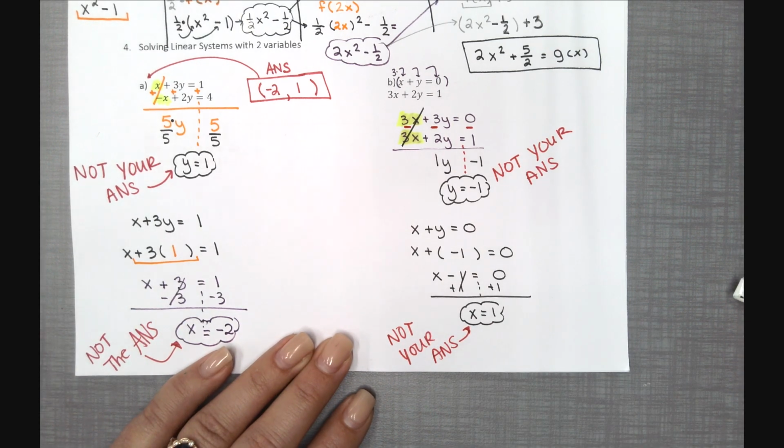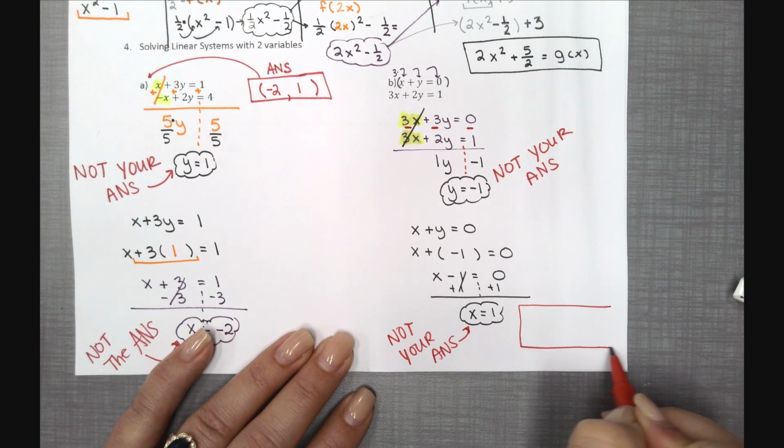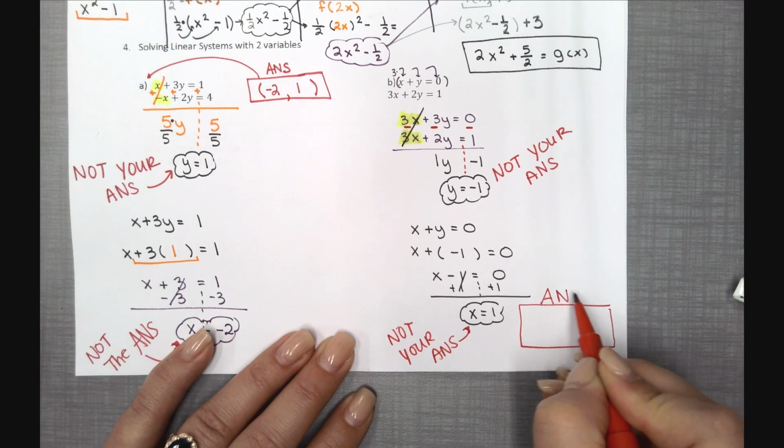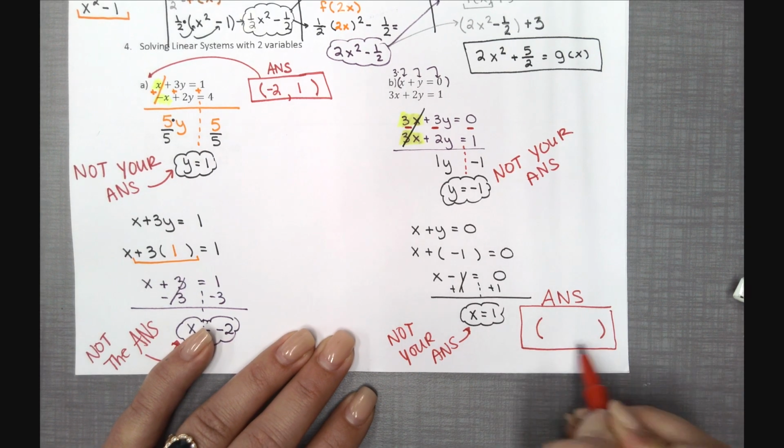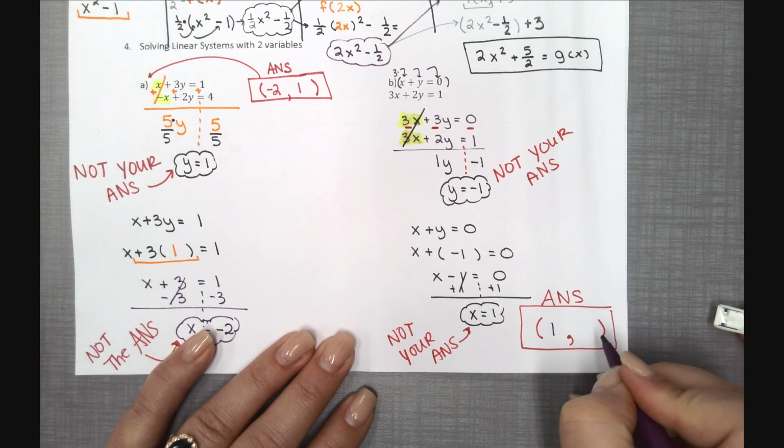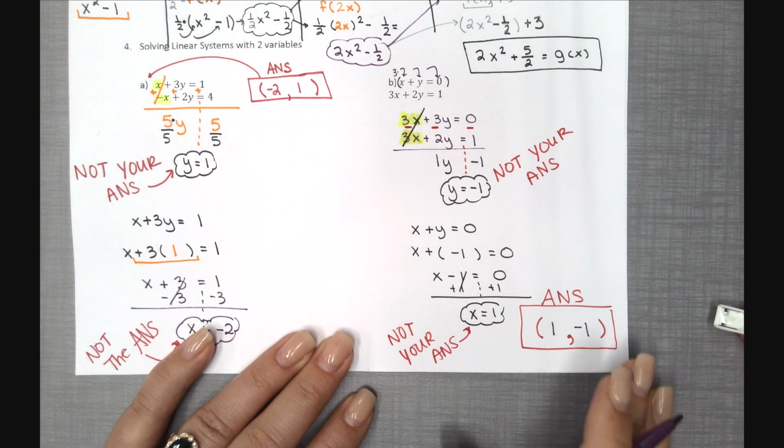So therefore, what is our answer for B? Our answer for B must have parentheses, must have a comma, and then we're going to take our x value of 1 and our y value of negative 1.